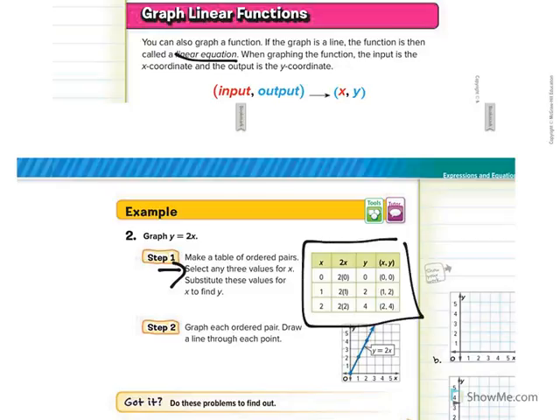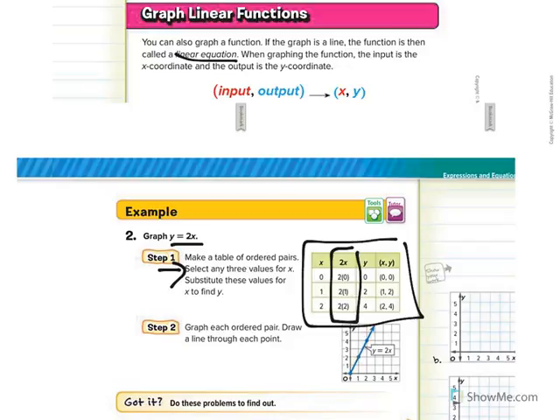You've got your x values, which you've chosen. You've got your function rule, 2x, which comes from your equation. And then you're going to give your y values there. So when you plug in 0 for x, 2 times 0 is 0. When you plug in 1 for x, 2 times 1 is 2. When you plug in 2 for x, 2 times 2 is 4. So you get your y values.